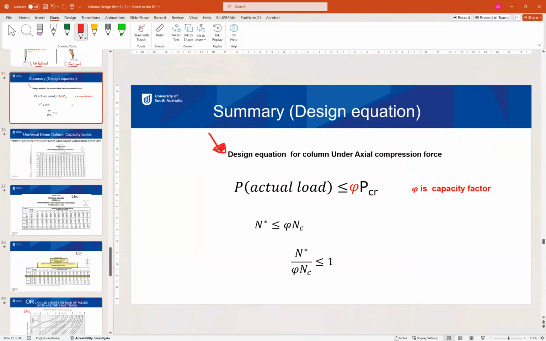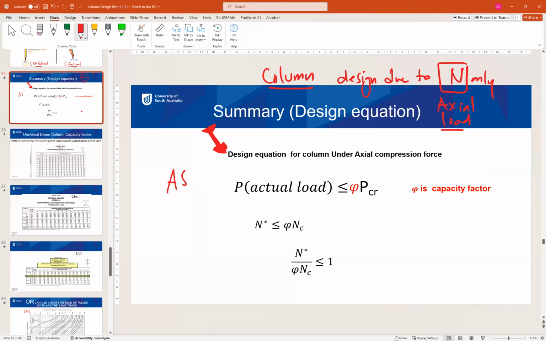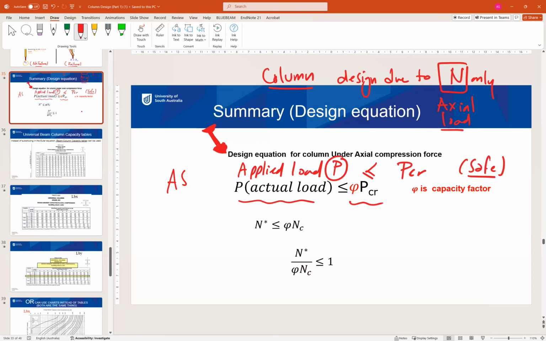So now when we are designing a column, we know about the buckling, and we understand that these columns are designed due to N only. N means axial load. How can we design this column under axial load? The idea, in the standard, is that we need to make sure that the applied load, N actual, is less than N critical. If it is less than N critical, this means our design is safe. So this is our design principle.